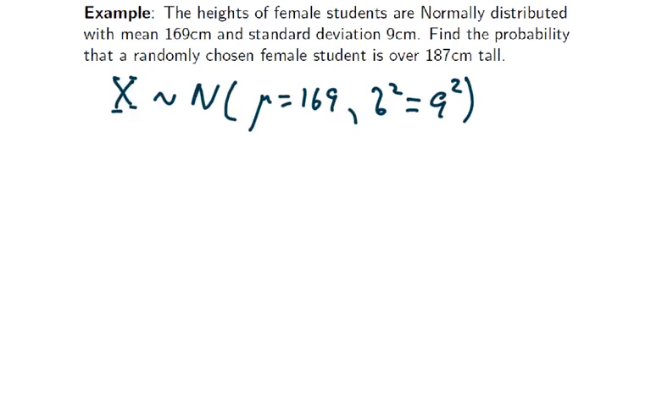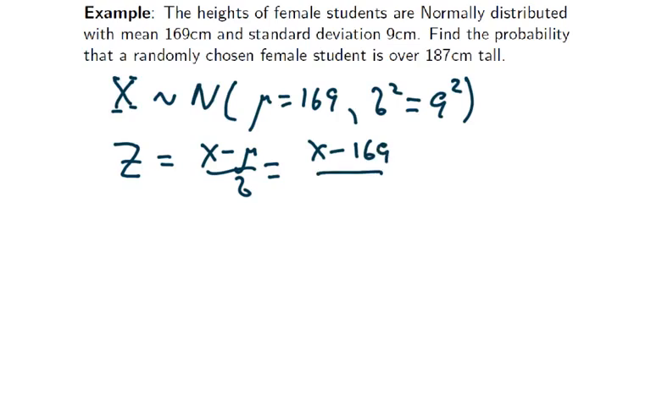So we immediately convert this problem to a problem reformulated in terms of the z-score. So Z is X minus mu divided by sigma, or X minus 169 divided by 9. Now, what we're supposed to find is the probability that a randomly chosen female student is over 187 centimeters tall.